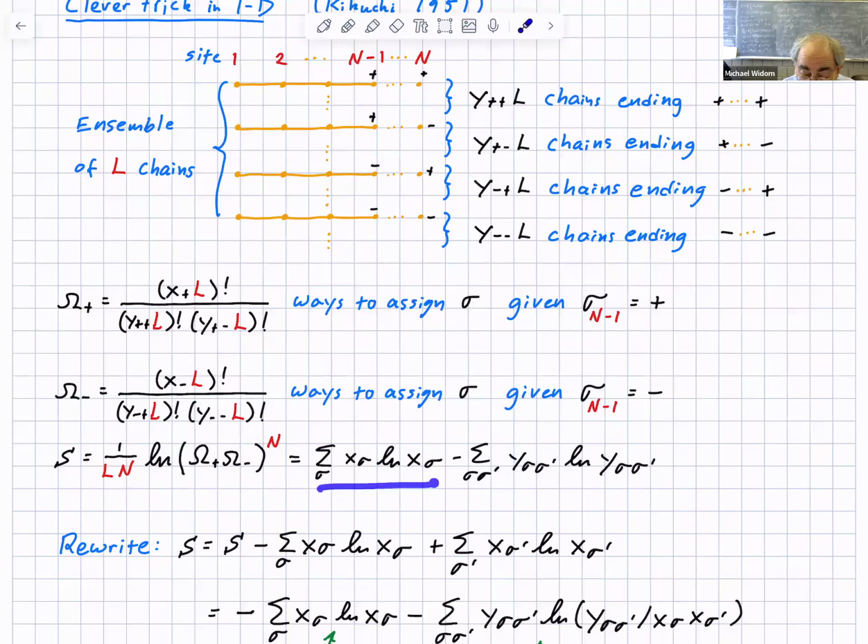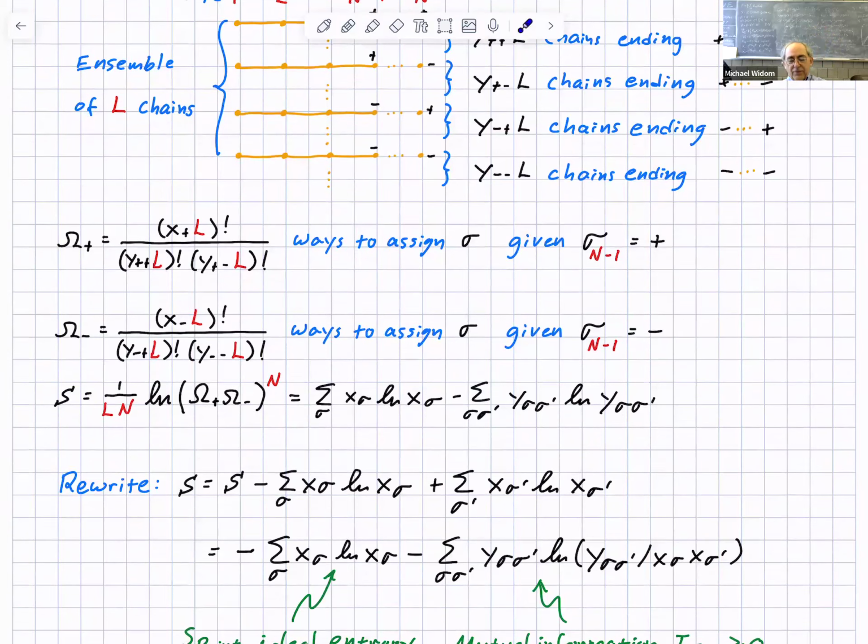And if you work it out, this is what you get. You get something that looks familiar from the original, what you might call entropy of mixing or Bragg-Williams entropy, except perversely, it has a plus sign, not a minus sign. And then we have another term that comes in here that involves these correlation functions.